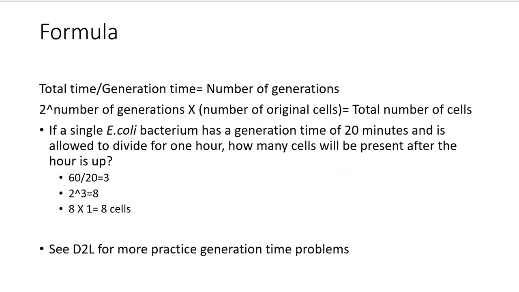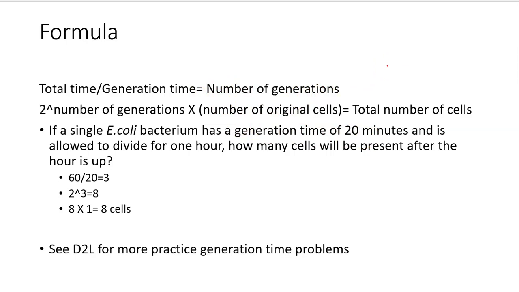So these questions that I ask will often look like this. So this is an example of one here. If a single E. coli bacterium has a generation time of 20 minutes and is allowed to divide for 1 hour, how many cells will be present after the hour is up? So if we look at our formula, we take the total time, which for this specific example is 1 hour or 60 minutes, and divide that by the generation time, which for E. coli is 20 minutes. That is going to give you the number of generations.